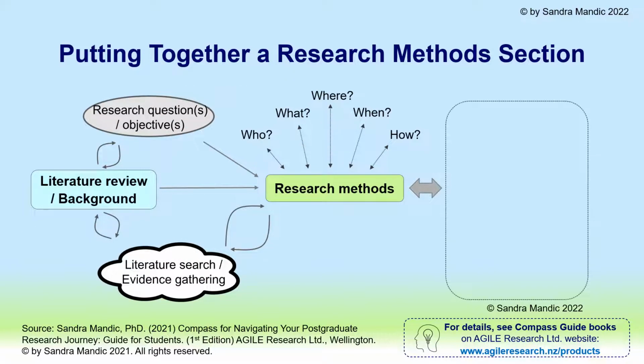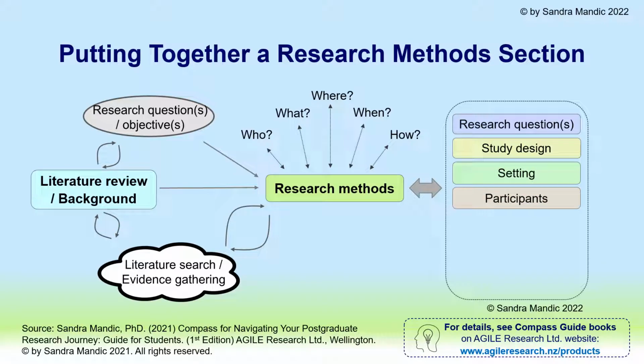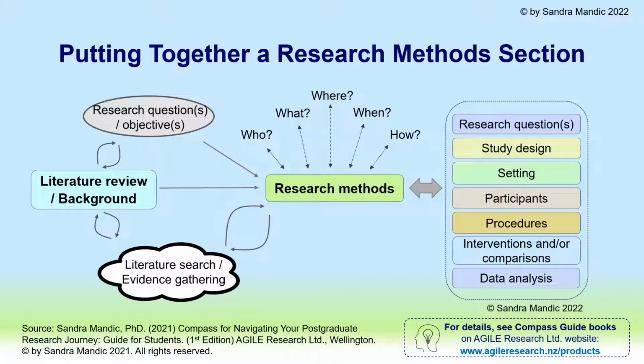Let's look at the specific components of the research methods section. This section should provide information on research questions, study design, the setting where the research was conducted, and study participants, if applicable. This section also describes research procedures, equipment use, research interventions or comparisons, if applicable, and details about how data were analyzed. Plan the details of your data analysis when you're planning your research project.